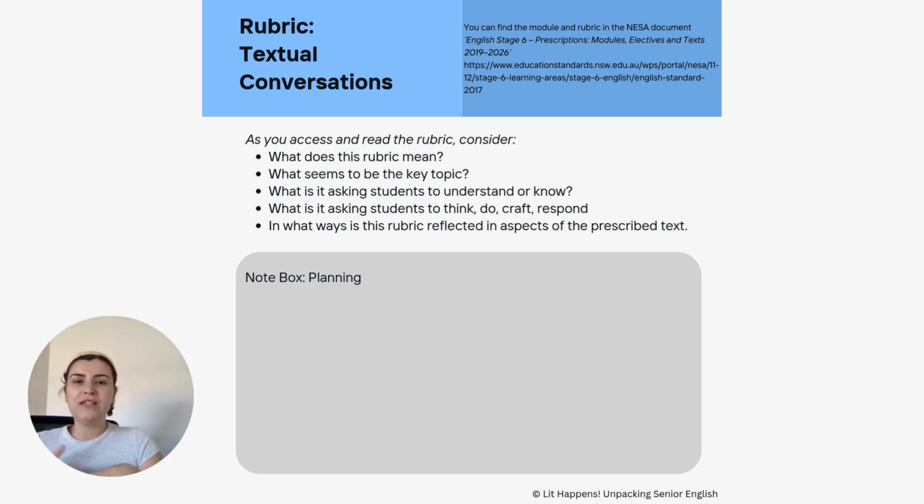So, the rubric is really about a comparative study into textuality. What seems to be the key topic here? It's really looking at how these texts converse or are in somewhat of a dialogue with each other. Now, depending on the pairing of texts that you have, you might have a pair of texts that are in a very literal dialogue where you have the newer text speaking back to the previous.